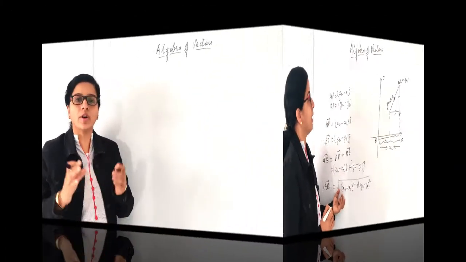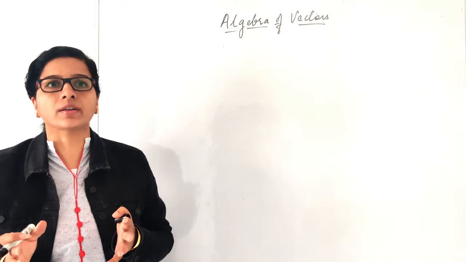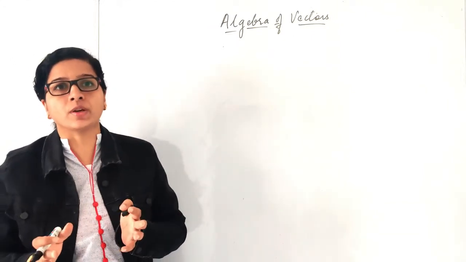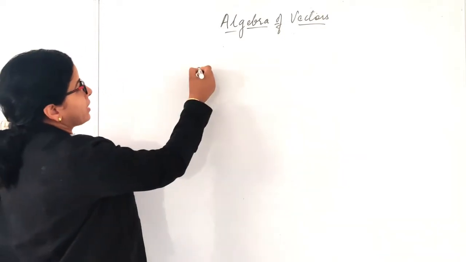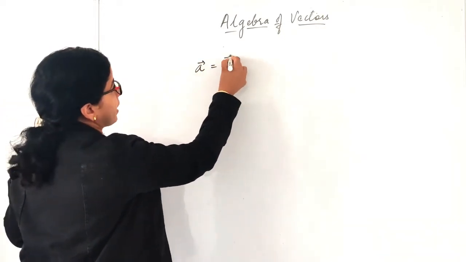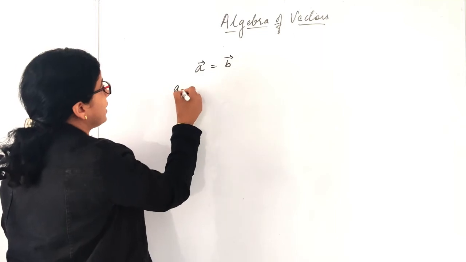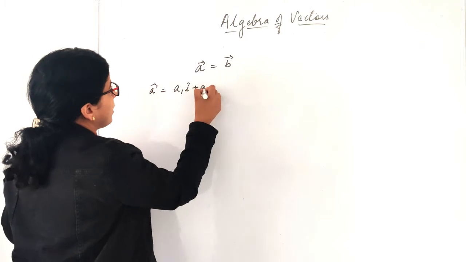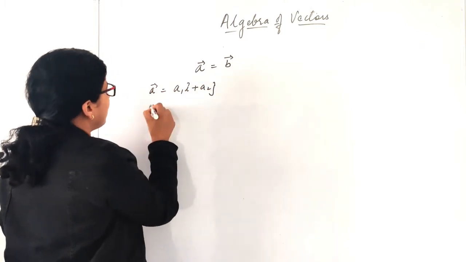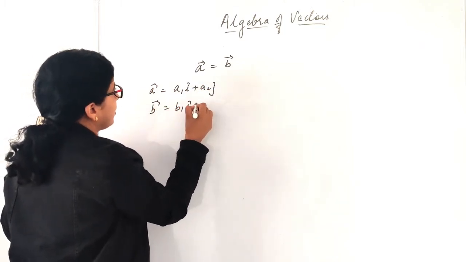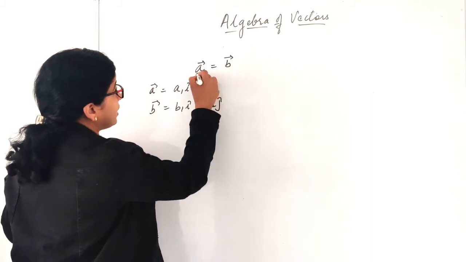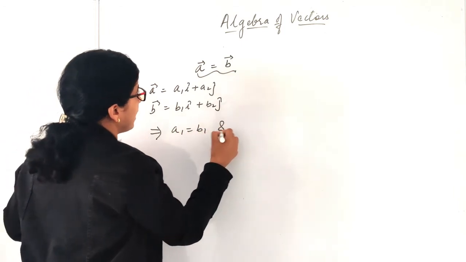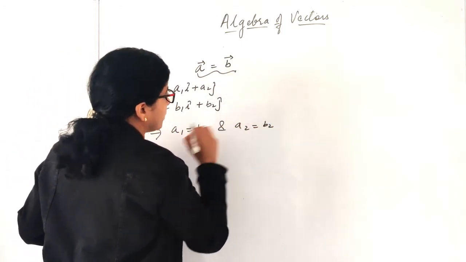Is that clear? Now if we talk about the equality of vectors, if two vectors are equal, it means their components should be equal, right? Say, for example, I am writing A vector equals B vector. What does that imply? If I write A vector as A1 i plus A2 j and B vector as B1 i plus B2 j, and these two vectors are equal, it implies that A1 is equal to B1 and A2 equals B2.